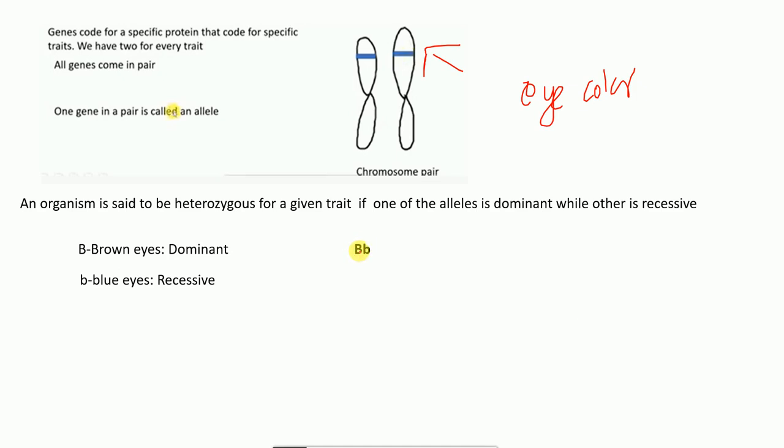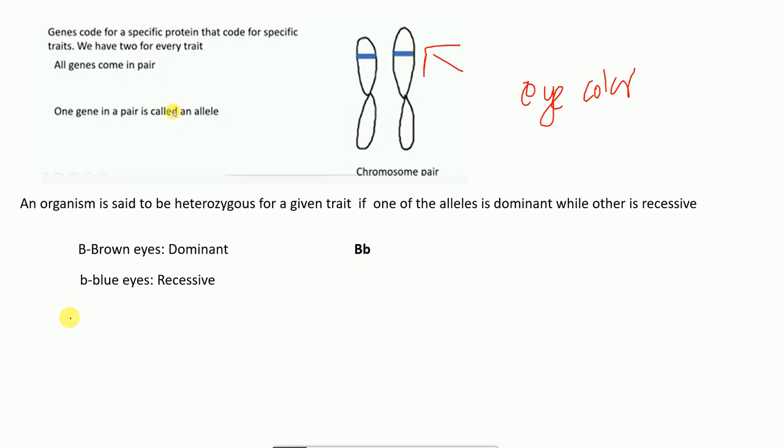So what will be the color of the eye of this human being with capital B and small b as its genotype? Since we have capital B here, it will be dominant, and capital B refers to brown eyes, so we will have a human with brown eyes. Heterozygous means the mixture of two. Capital B and small b is the genotypic composition of that human being.